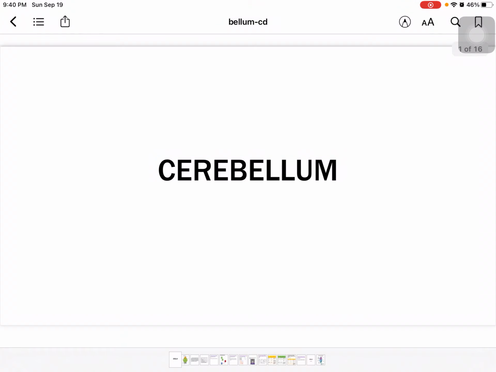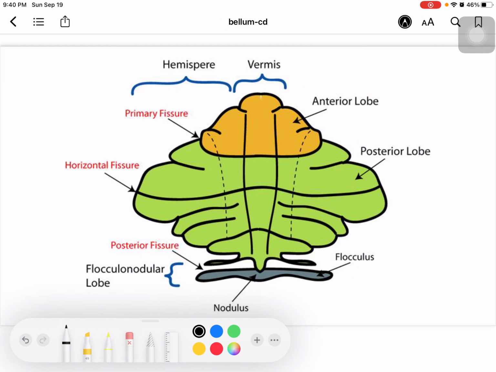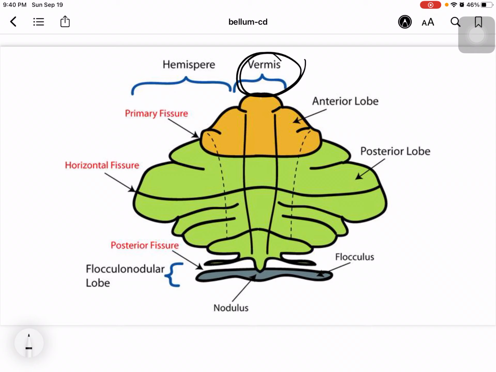Hello, this is for the case discussion of the cerebellum. Before we discuss the case, let us first discuss the anatomy and the functions of the parts of the cerebellum. The cerebellum can be divided either vertically or horizontally. Vertically, we have the midline vermis, which controls the trunk, and the hemisphere, which controls the ipsilateral upper extremity or lower extremity.